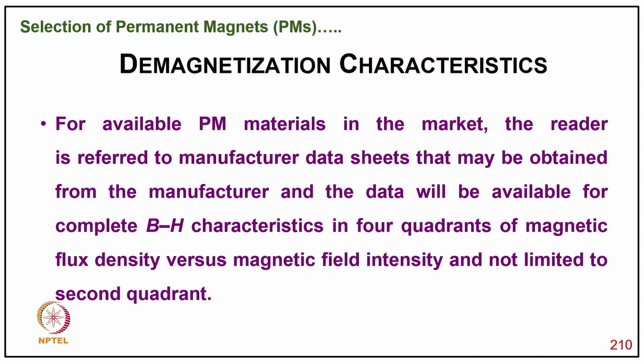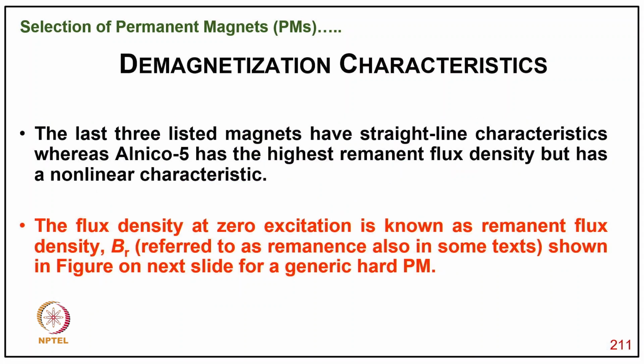So coming to the demagnetization characteristic for permanent magnet materials available in the market, the reader is referred to the manufacturer data sheet, where data will be available for the complete BH characteristic in 4 quadrants of magnetic flux density versus magnetic field intensity, not limited to the second quadrant. The last 3 listed magnets have straight line characteristics, where Alnico 5 has the highest remanent flux density but has a nonlinear characteristic, and the flux density at zero excitation is known as remanent flux density, also referred to as remanence, shown in the figure on the next slide for the general PM.